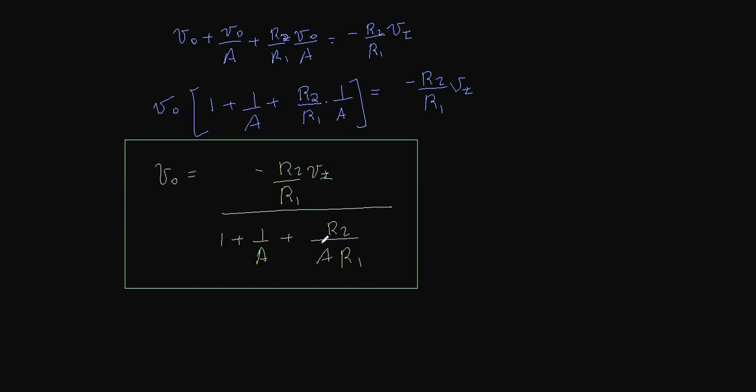A going to infinity is equivalent to an ideal operational amplifier. So suppose that A goes to infinity. Then this term goes to 0 and this term goes to 0. So the limit as A goes to infinity of V naught is equal to minus R2 over R1 times Vi, and these two go to 0, so we're left with 1 in the denominator. So this is equal to minus R2 over R1 times Vi, and this is exactly what we get when we assume that the operational amplifier is ideal.